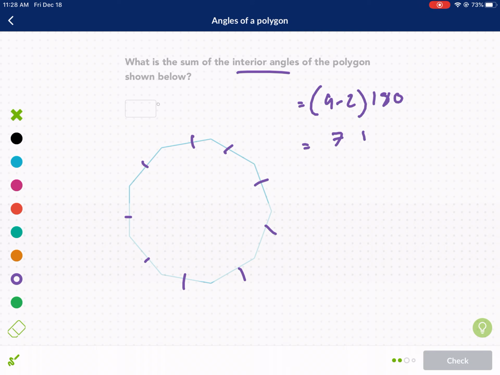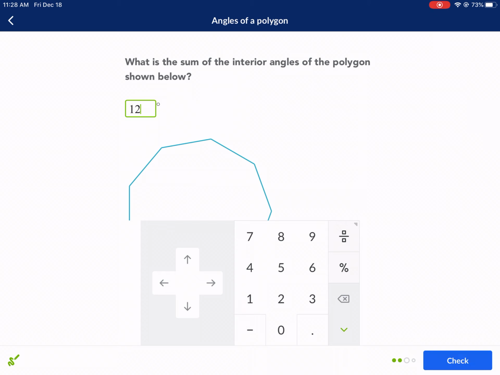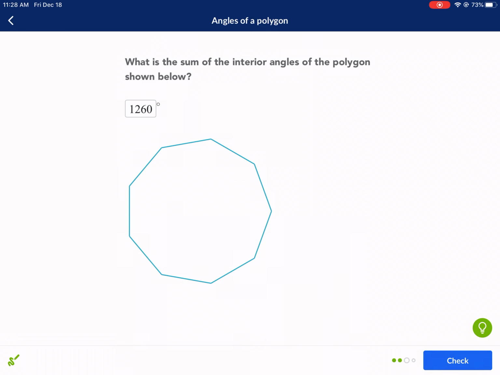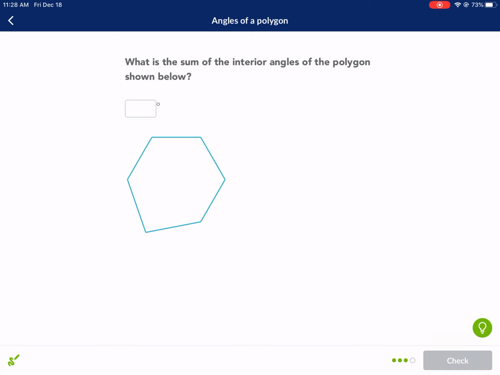So we have 7 times 180, and that is going to equal 1260. So now we have 1260, and then check that answer. Boom. We're moving on to the next one.